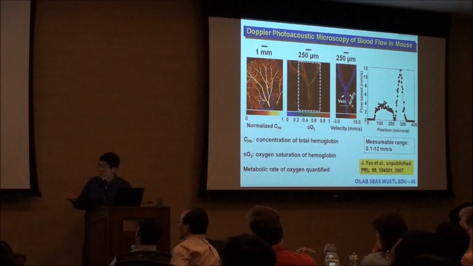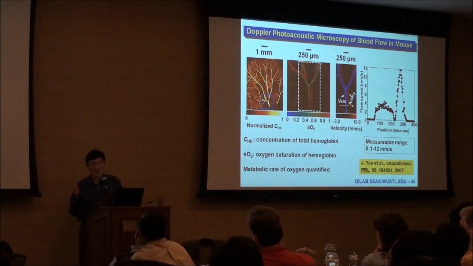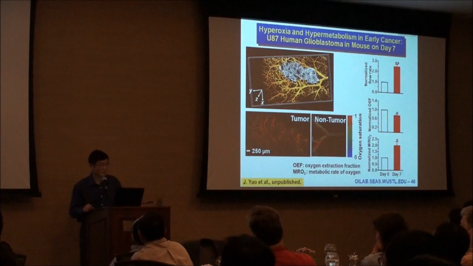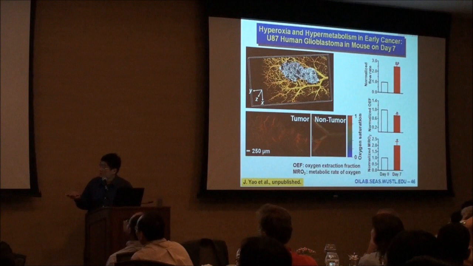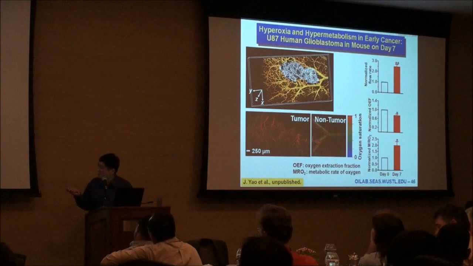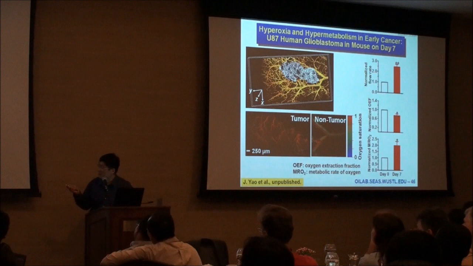Right? Why is that important? As we know, metabolism is life, right? And cancer has a problem with metabolism. So can we use metabolism to detect cancer at the earliest possible stage? So we tested this technique in a small animal model. And you can see on day 7, this cancerous region has increased metabolic rate of oxygen.